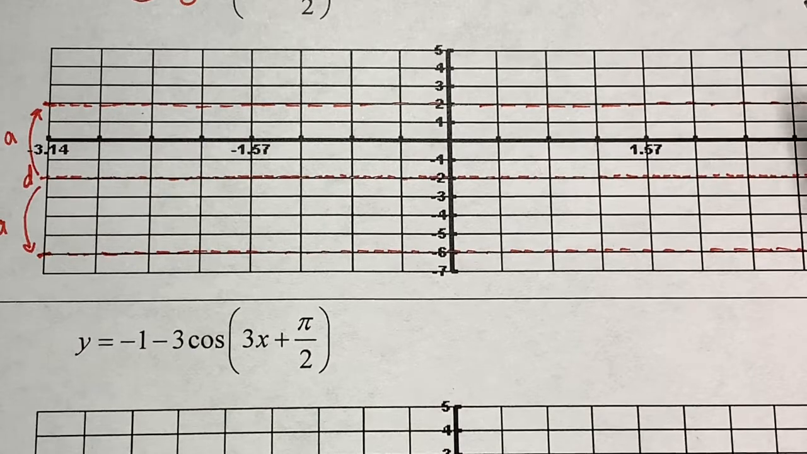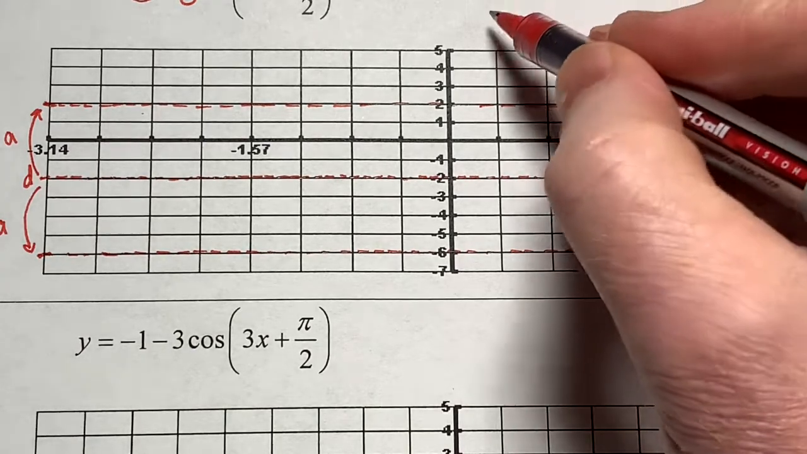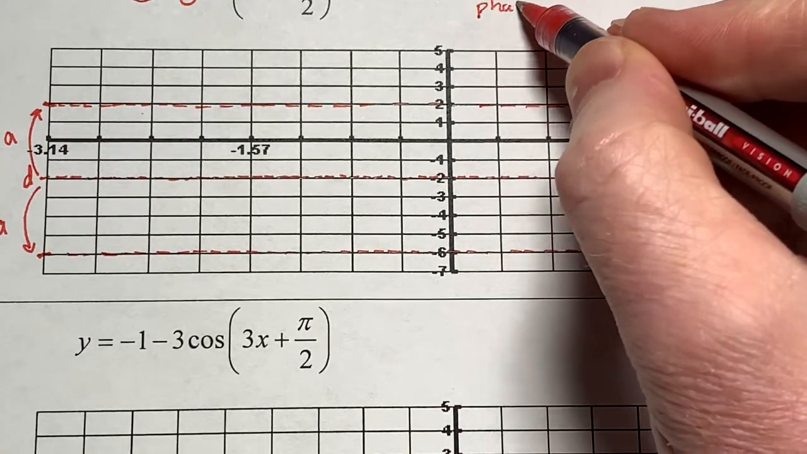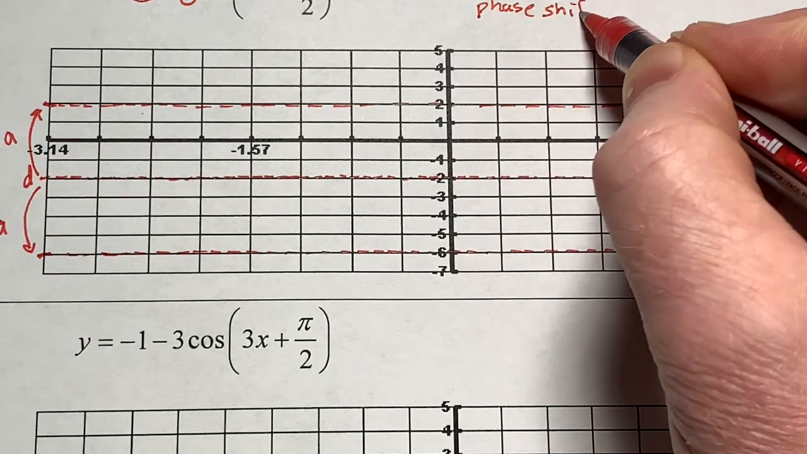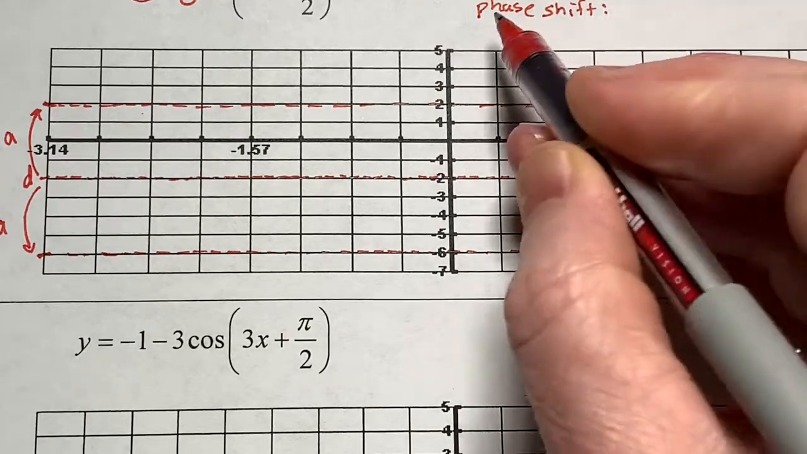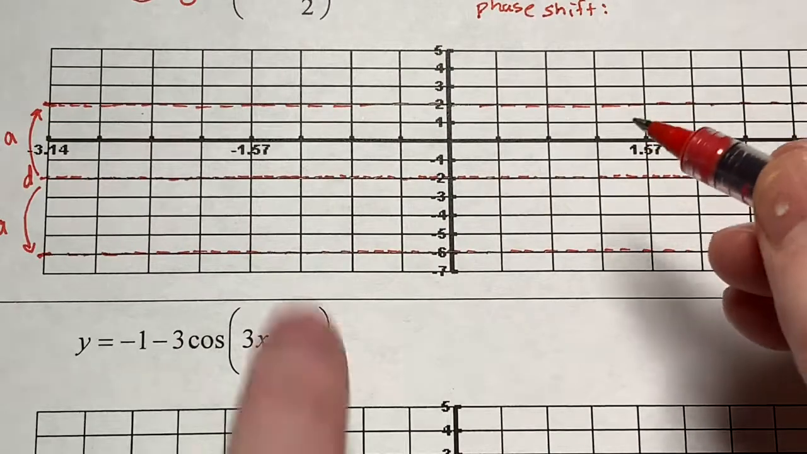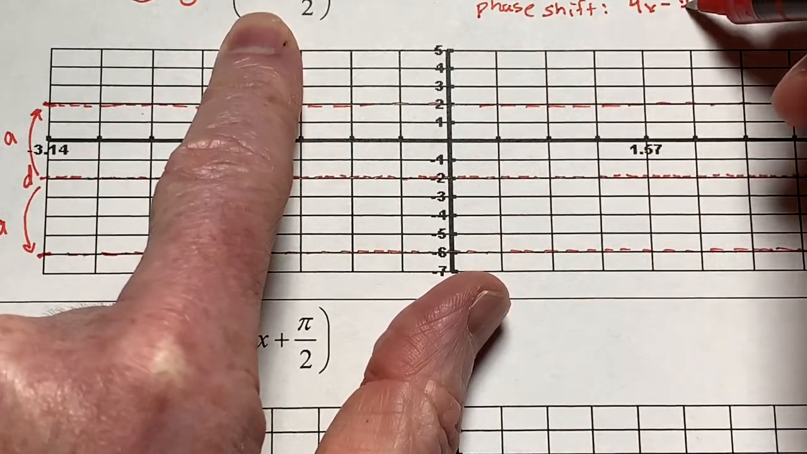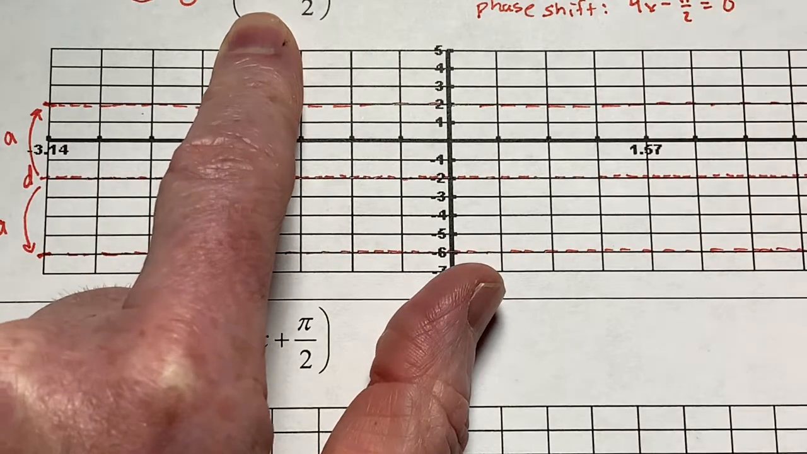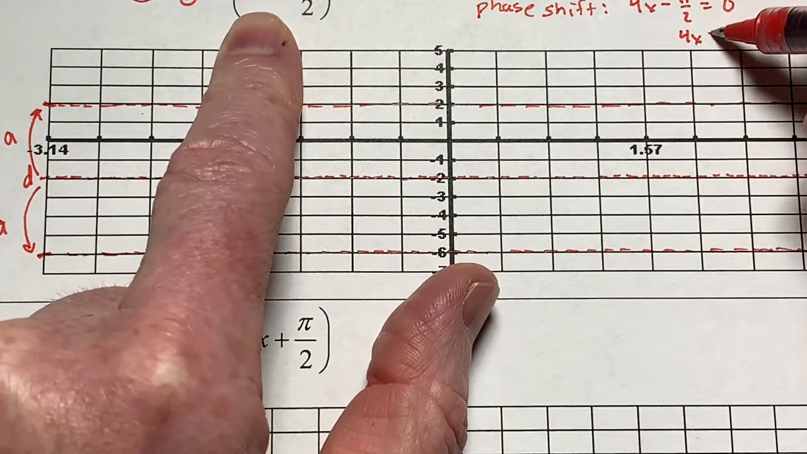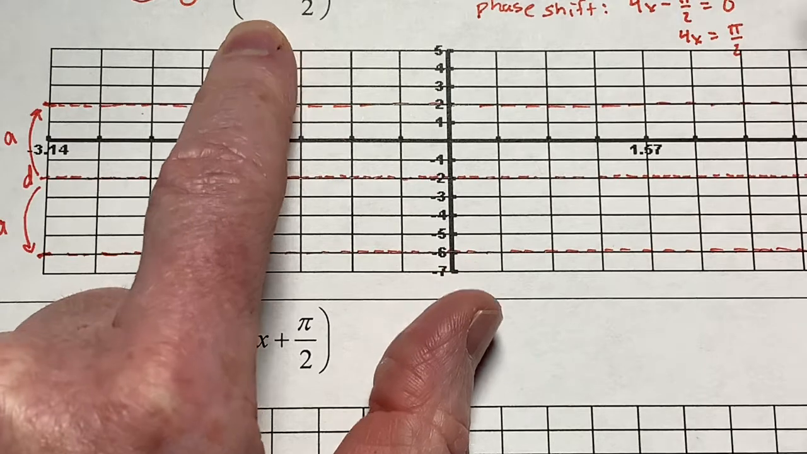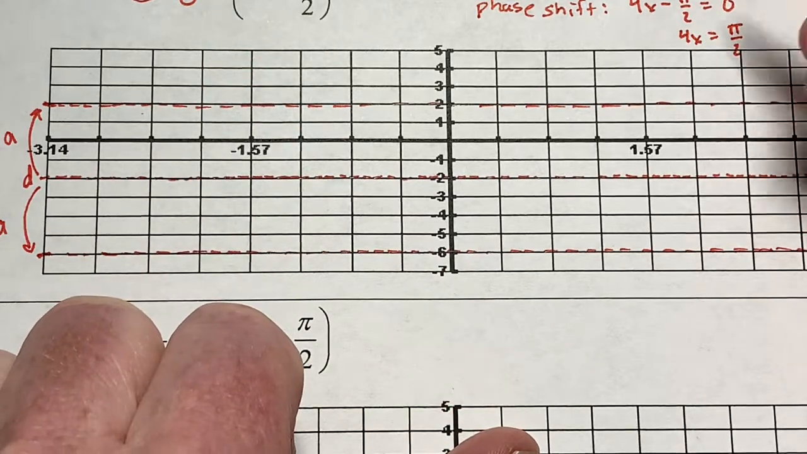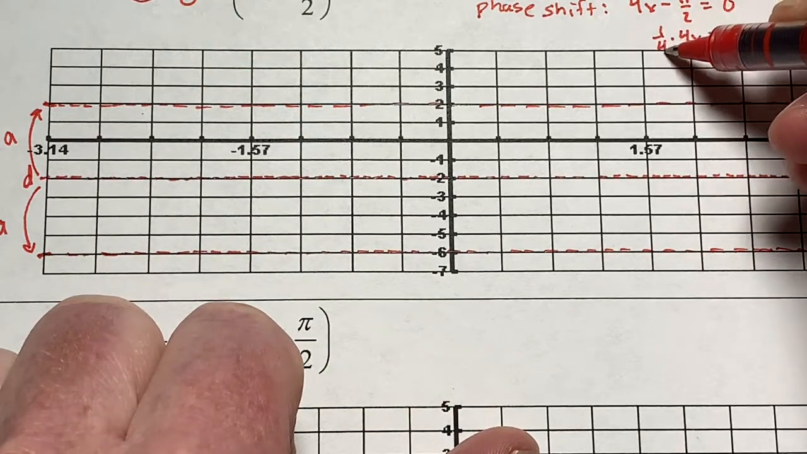Now the third thing I asked you to do was to find the phase shift. Now what did I say to do to find the phase shift? Okay, so the phase shift is like a horizontal shift, right? I said take that, all right? So I'm going to take 4x minus pi over 2. I'm going to set it equal to 0 and solve. So the first step would be to add the pi over 2 over. And I know a lot of people divide by 4. It's going to look a whole lot better if you just multiply by a reciprocal.